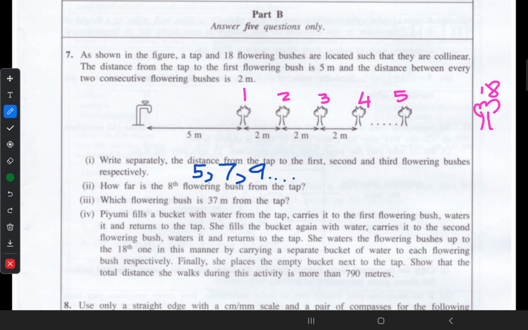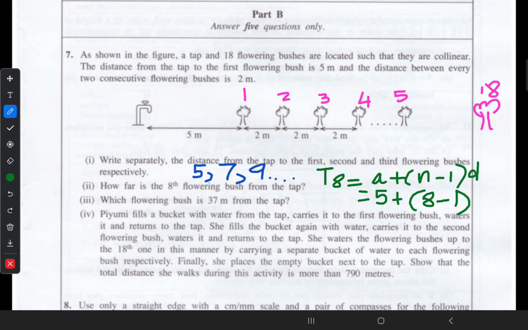Thereafter, next question: how far is the 8th flowering bush from the tap? Okay, 8th flowering bush. We have to find T8. You can use the Tn formula, a plus n minus 1 times d. A is 5. We have to find the 8th term, so 8 minus 1 times d. Common difference between terms, that is 7 minus 5, it's 2. 5 plus 7 times 2, so it would be 19.